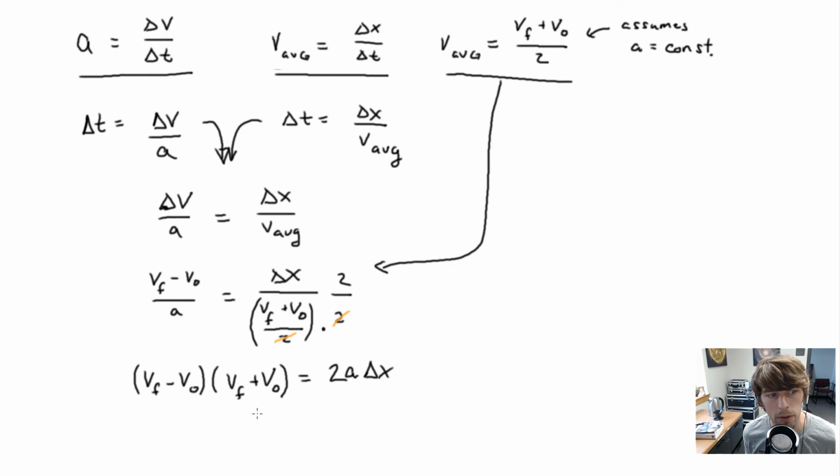Lastly, let's go ahead and FOIL this. If you have two of the same terms and the only difference is a negative sign, that means that the inner two are going to cancel out. So if you FOIL, first you get v final squared. Last, you have negative v naught squared. And then if you do the inners, negative v naught v final, and the outers v final v naught, you notice that those two will cancel each other out. So this equals 2a delta x, right here.